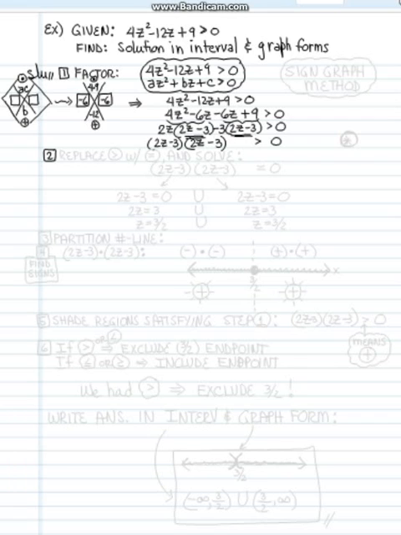Step 2, by the way, this is the sign graph method. The sign graph method for solving a second degree inequality in one variable. The second step is replace the inequality sign with the equal sign and solve for x. Replace this sign with this sign and solve.